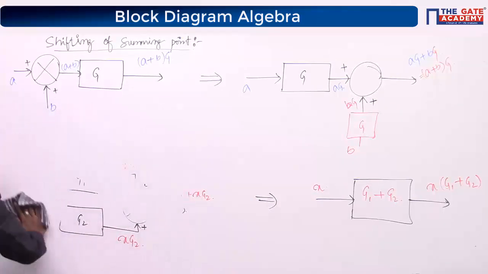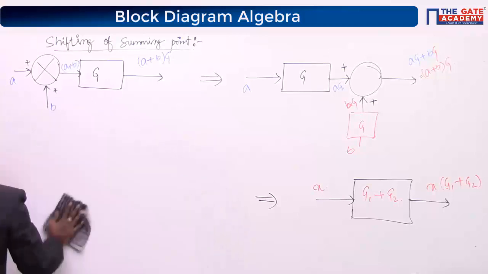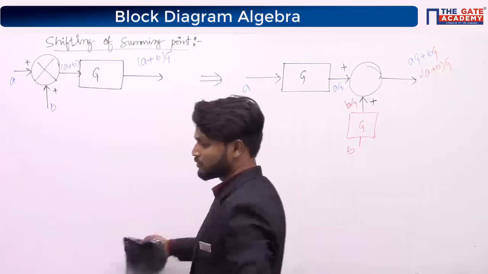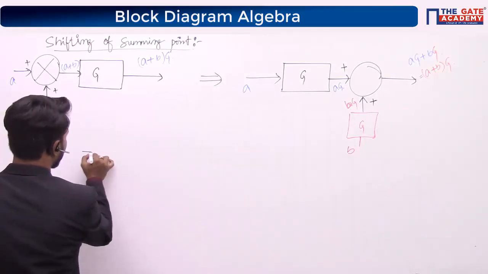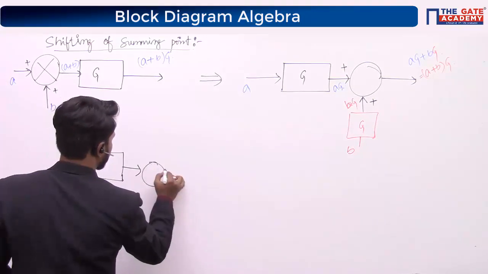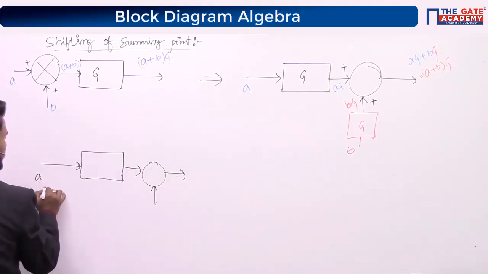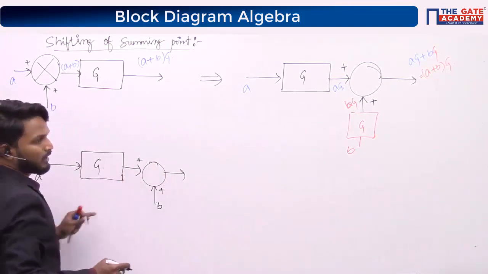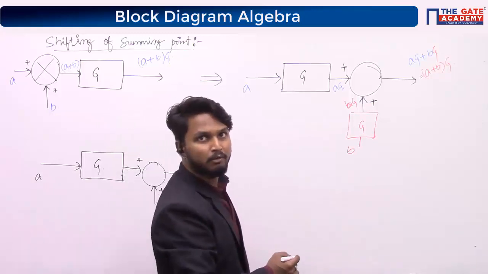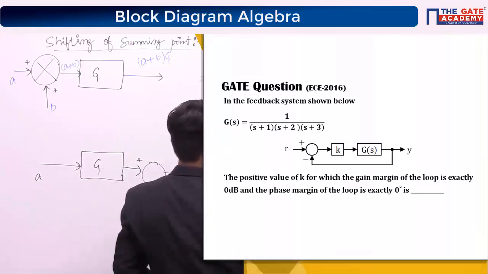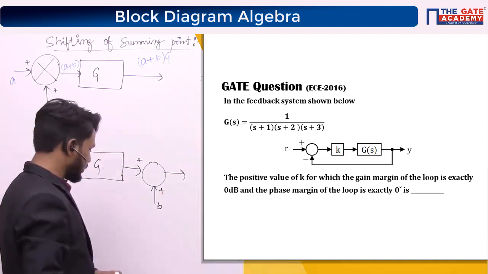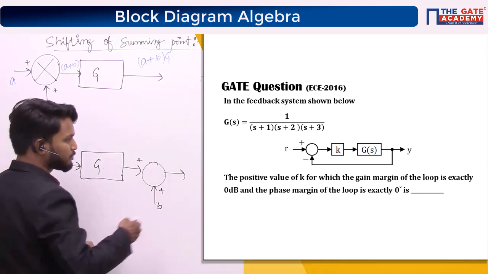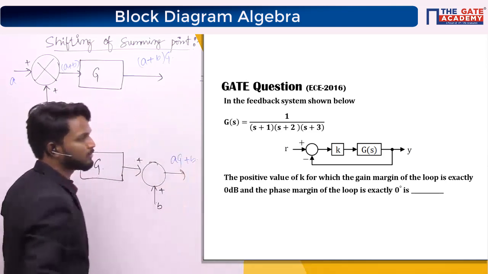That is, if we want to shift the summing point from right side to left side, what modification should we do? See, let us say we have a block here, G, but the summing point is this side. I am giving A as input here and B as input here, right? I just want to make it equivalent to this. So now what modification should I do, right? So tell me, what is the output here? The output here is A times of G plus B, right?